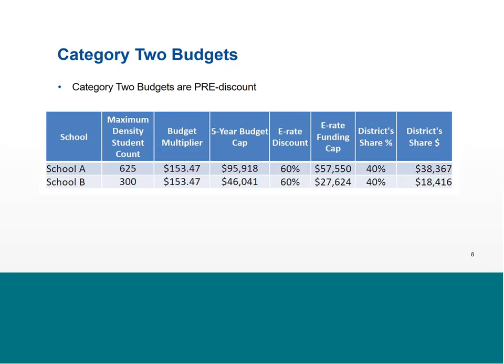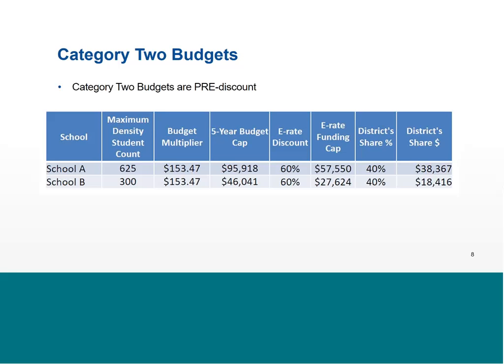So if you look at this example, School A, their budgets are not based on square footage, but on student count. So School A has a student count of 625 students, and their multiplier is $153.47 times the number of students. So that gives them a total budget of $95,000. The point here is that this $95,000 is not what E-rate is going to pay. It's your total budget pre-discount amount.